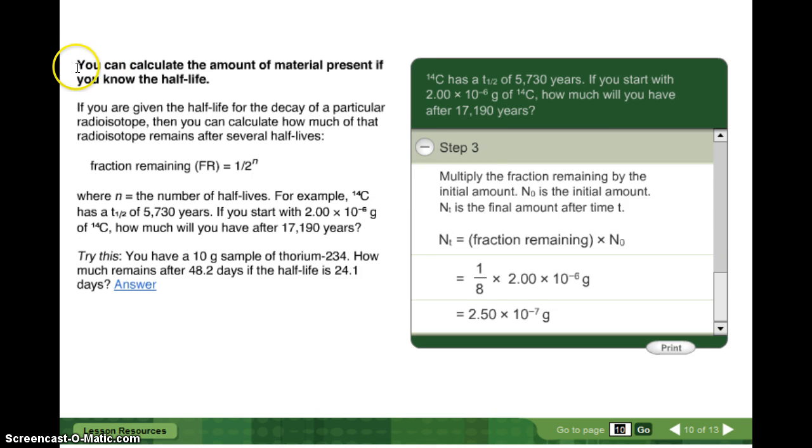So you can calculate the amount of material present if you know the half-life. If you are given the half-life for decay of a particular radioisotope, then you can calculate how much of that radioisotope remains after several half-lives. And we call that the fraction remaining. So how much is left is the fraction remaining, or FR, and it equals 1/2 to the exponent n, or to the nth power, where n equals the number of half-lives. Okay, so let's do a sample problem.